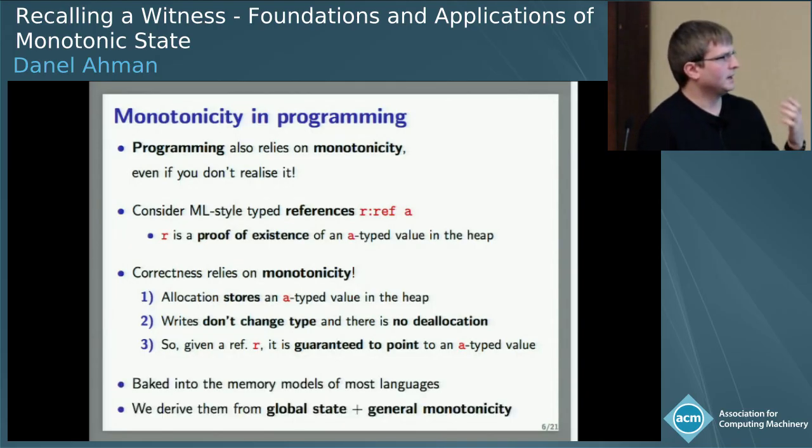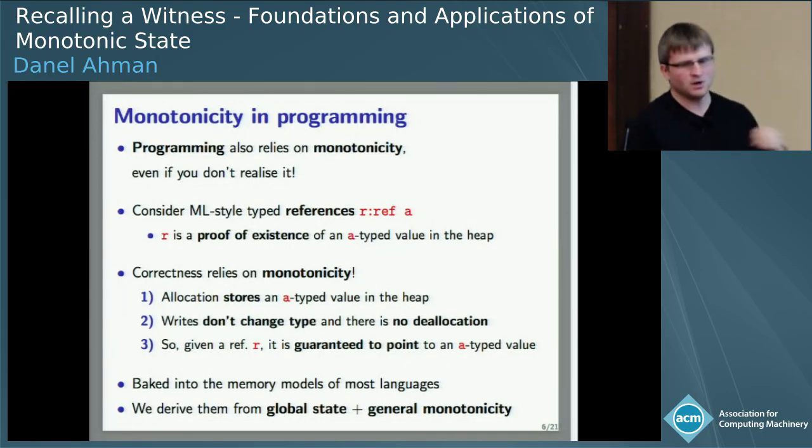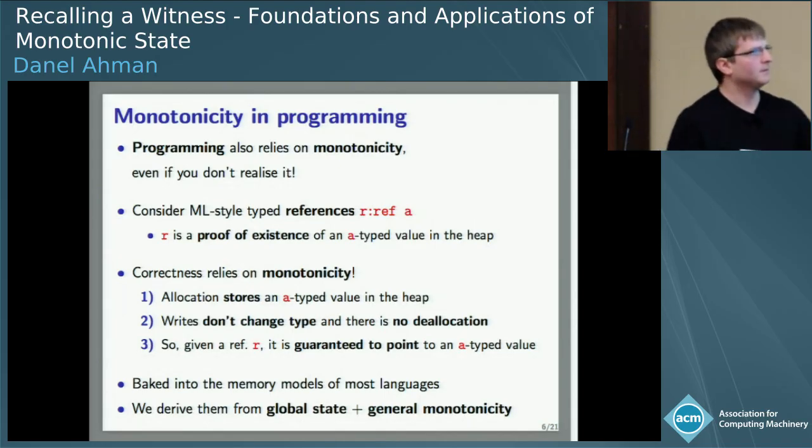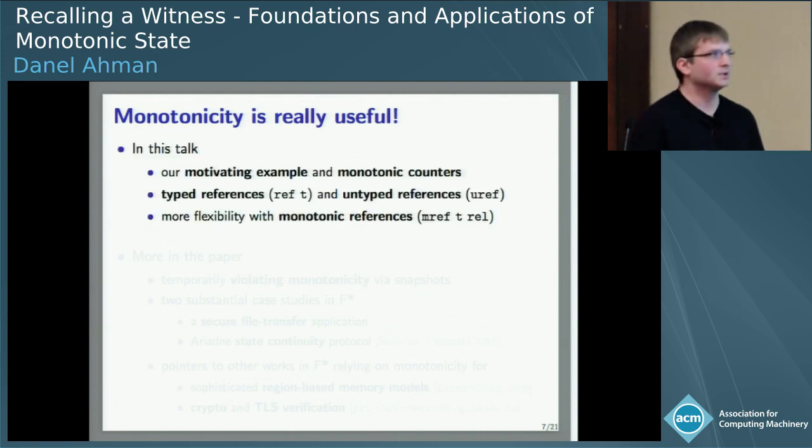So in many languages, this is taken as a primitive in your memory model. Instead, here we'll show how a general notion of monotonicity can be used to derive these sorts of ML-style type references in a very nice way. Okay, and as I said, monotonicity is really useful. In this talk, I'll come back to these examples afterwards, and I'll also show you how untyped references and the notion of monotonic references fit in the similar memory model that we use for the typed references.